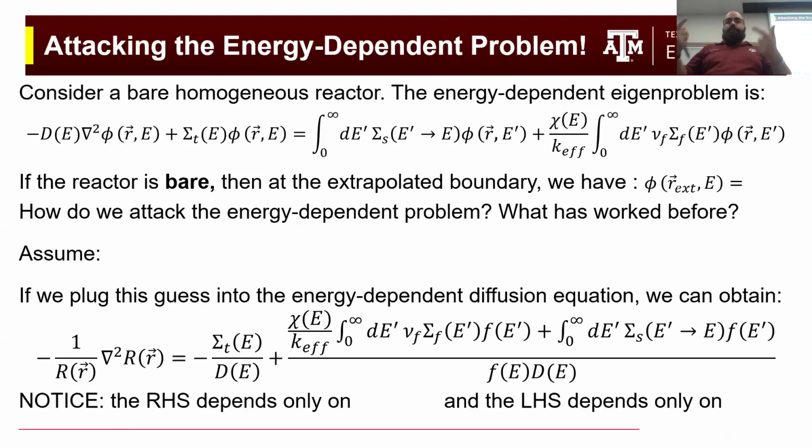So the way that we're going to proceed is that we're going to look at the energy dependent neutron diffusion equation. This was an equation that we talked about, I think in lecture 5 or 6. I think we introduced it in 5, and then we applied it in 6 to develop that multi-group diffusion equation. So we're going to consider a bare and a homogeneous reactor, and this is the resulting energy dependent diffusion equation as an eigenvalue problem for that context. If the reactor is bare, what does that mean?